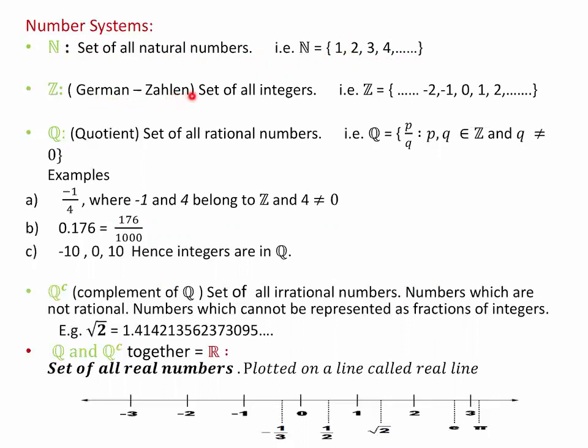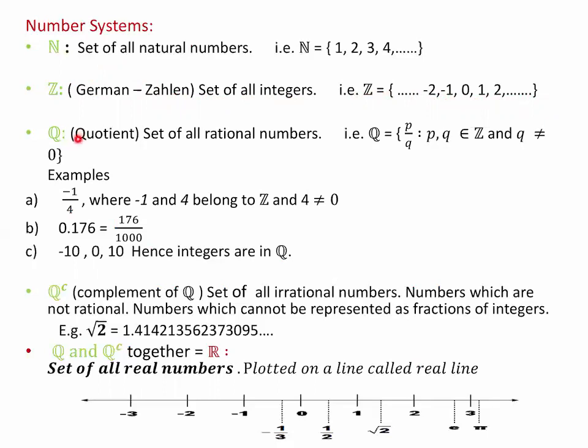Then we have Z, which represents the set of all integers. And why the letter Z? Because mathematicians adopted the German word for integers, that is Zahlen. So integers have all the negative numbers, 0, as well as all the positive numbers.